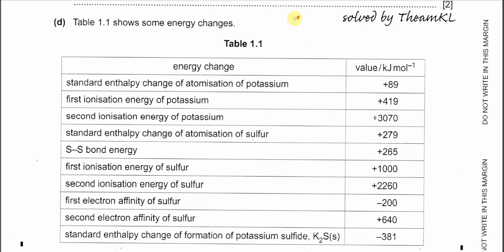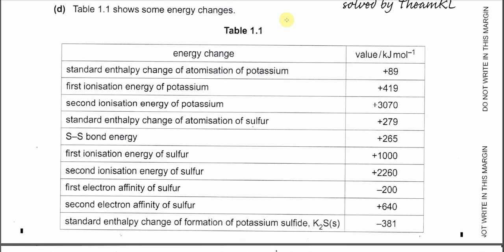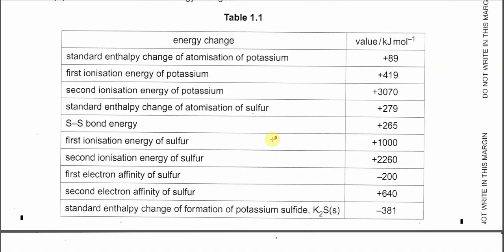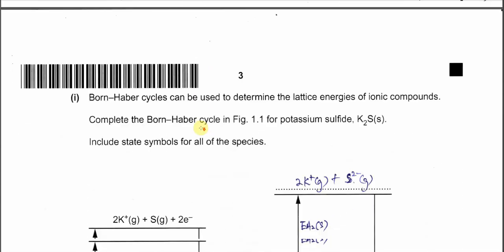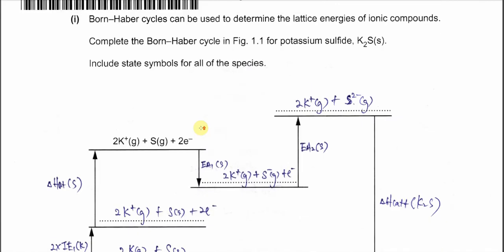Okay, part D. For table 1.1, we need to use some of these enthalpies to calculate the lattice energy. You can refer to the question paper if you want. Part 1: there is a Born-Haber cycle to complete, about potassium sulfate, the K2S solid. Include the state symbol for all the species. You need to complete all the species, and of course the state symbol is very important because you need to show whether it's a gas or a solid.